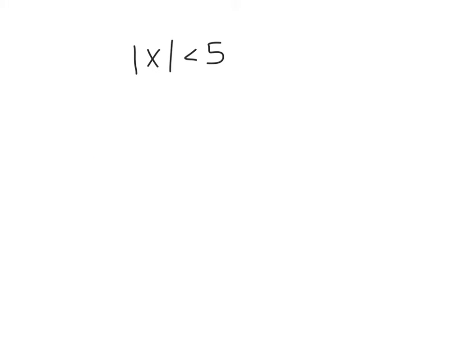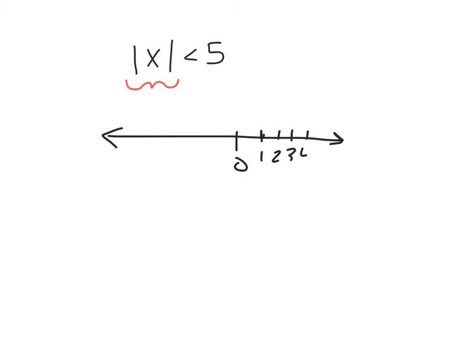So let's consider the inequality absolute value of x is less than 5. And I want to talk about what this really means. Remember, the absolute value of any number is its distance from 0. So basically, we're looking for numbers whose distance from 0 is less than 5. If you take a look at a number line, that means that we're looking for numbers that are less than 5 on this side. But there's also numbers over here that have a distance from 0 less than 5.